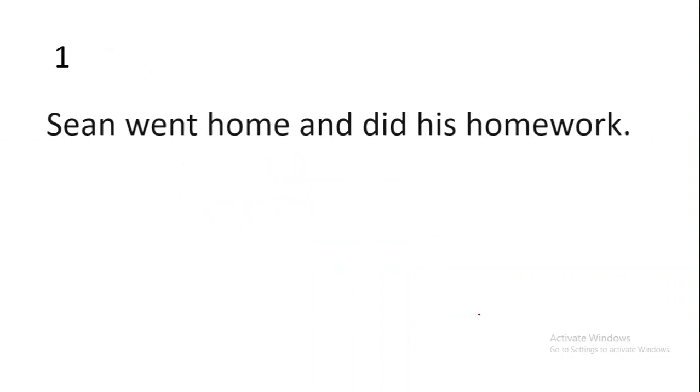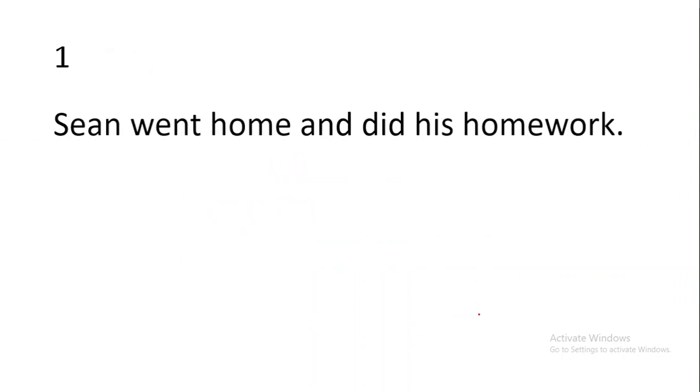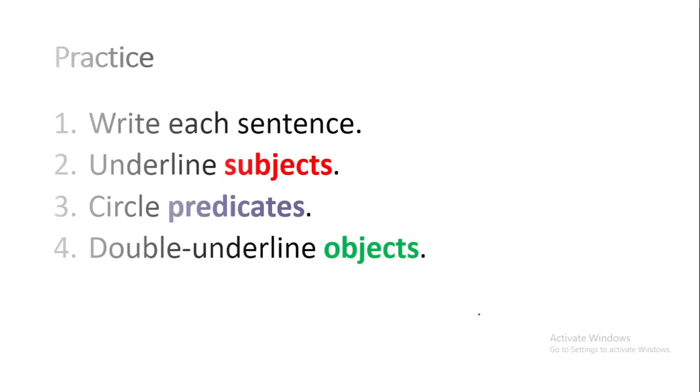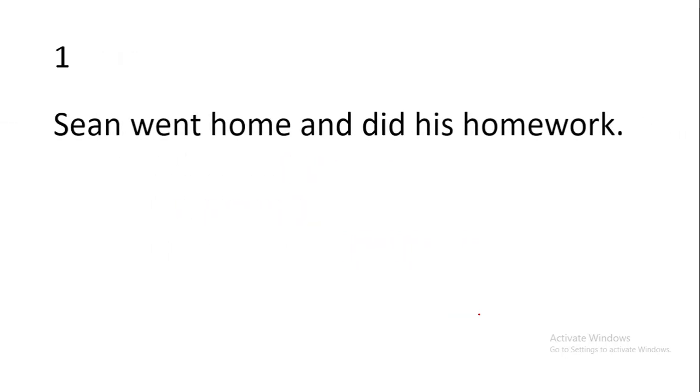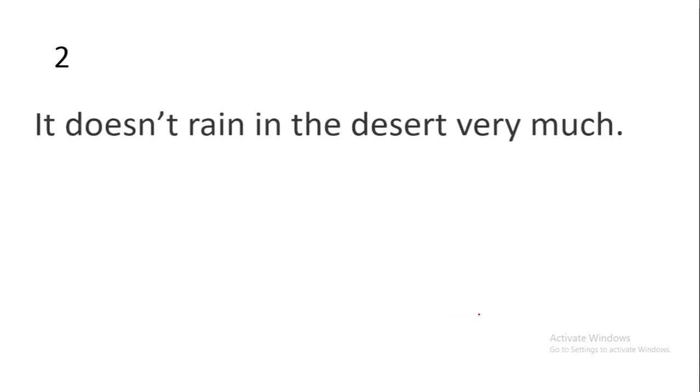So here are the sentences. Sean went home and did his homework. So that is the first sentence. You have to underline the subjects, circle the predicates, and double underline the objects. That is the second sentence.